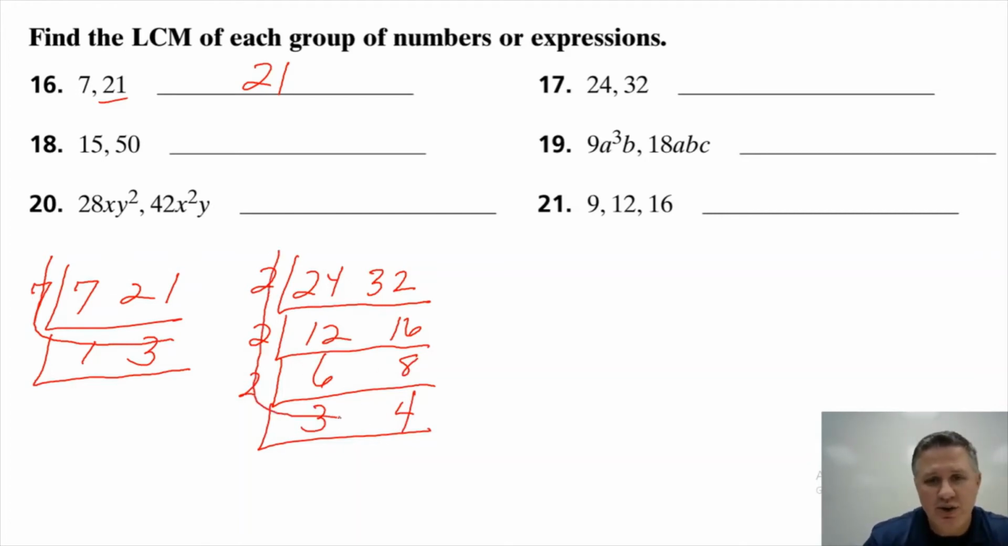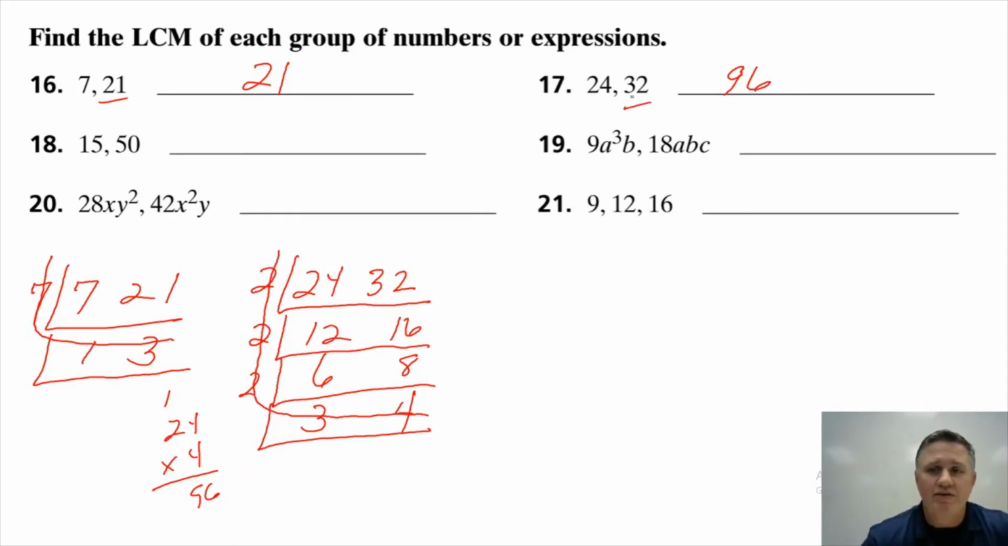I just use 2 every time. So 2 times 2 is 4. 4 times 2 is 8. I know 8 times 3 is 24. And 24 times 4, well, I'll do that on the side. 24 times 4, that's going to be 96. So 96 would be the least common multiple.